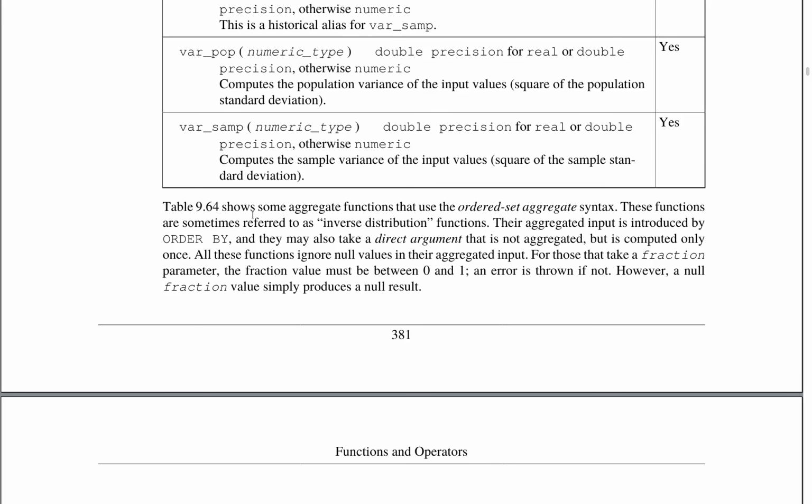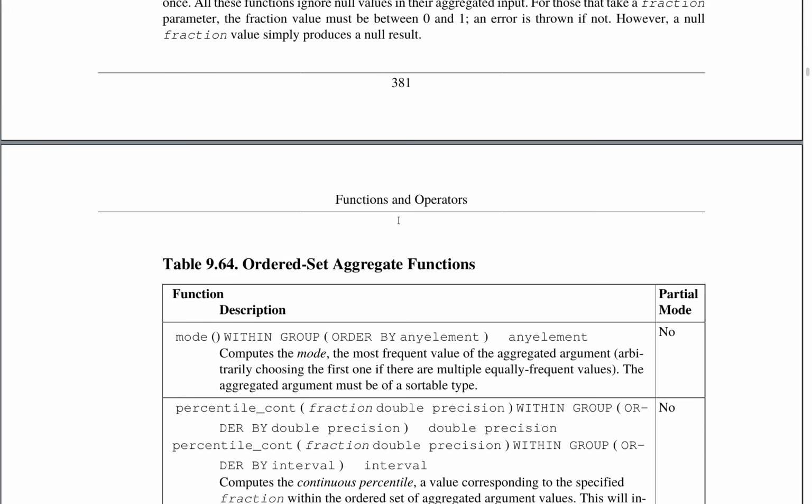Next, table 9.64 shows some aggregate functions that use the ordered-set aggregate syntax. These functions are sometimes referred to as inverse distribution functions. Their aggregated input is introduced by ORDER BY, and they may also take a direct argument that is not aggregated but is computed only once. All these functions ignore null values in their aggregated input. For those that take a fraction parameter, the fraction value must be between 0 and 1. An error is thrown if not. However, a null fraction value simply produces a null result.